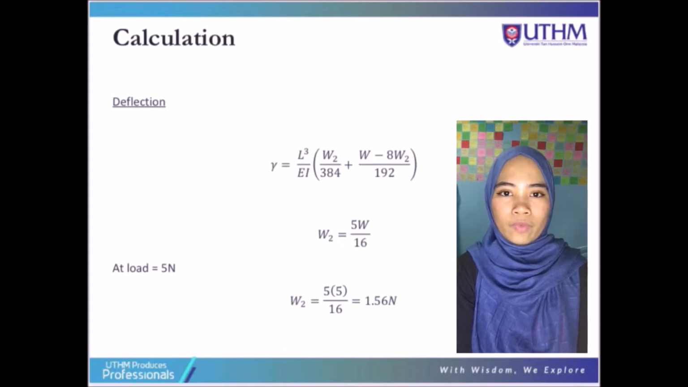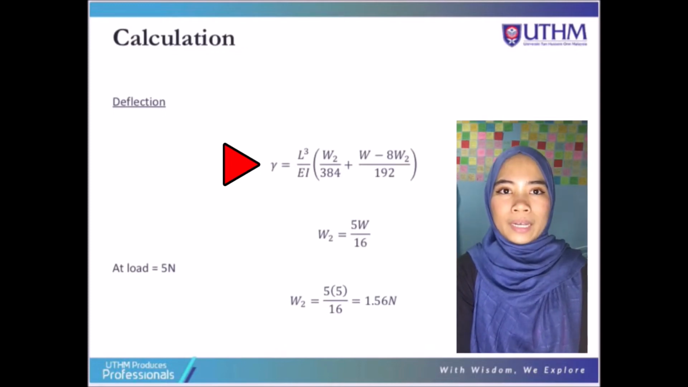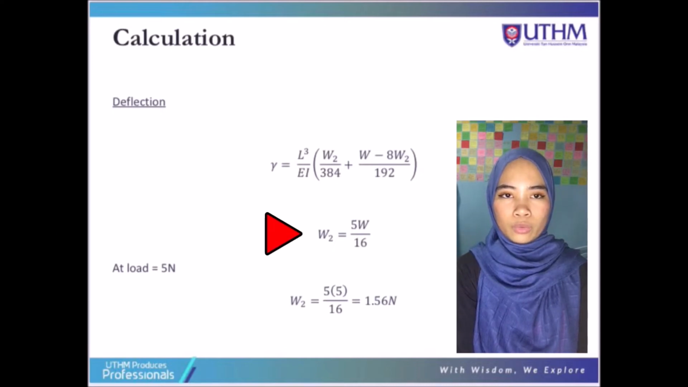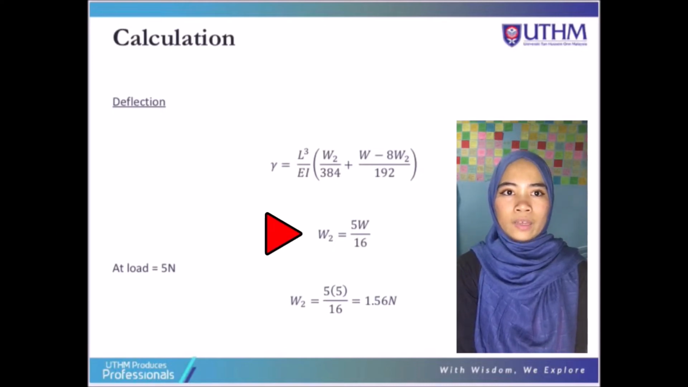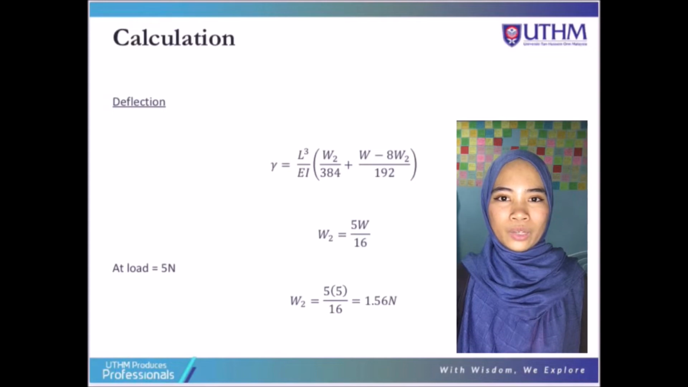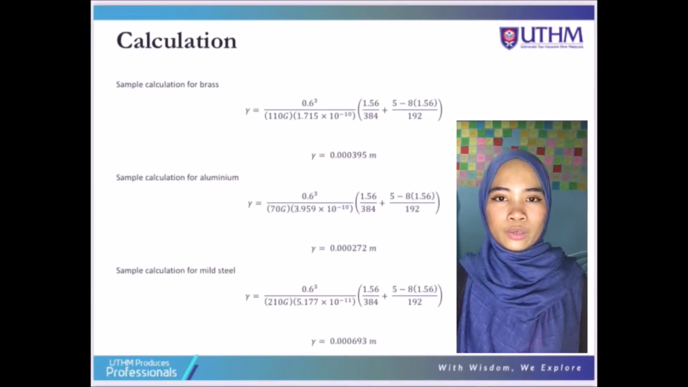The formula given for deflection is L to the power of 3 divided by EI, times W2 per 384 plus W minus W2 per 192. And the formula given for W2 is equal to W times 5 divided by 16. For the sample calculation for brass when the load is equal to 5 Newton, we get the value for W2 equal to 1.56 Newton. So we enter the value into the deflection formula.